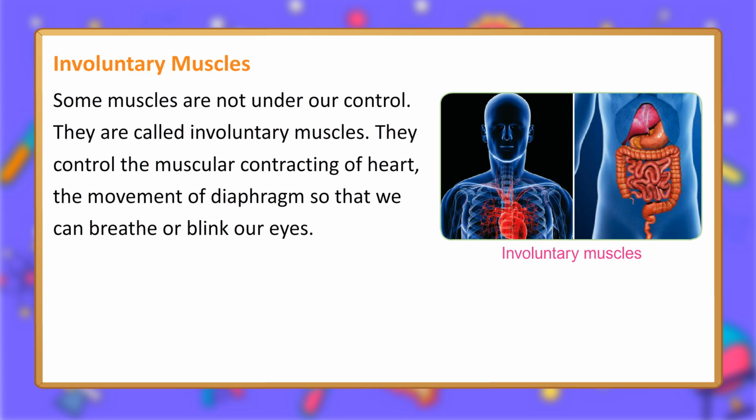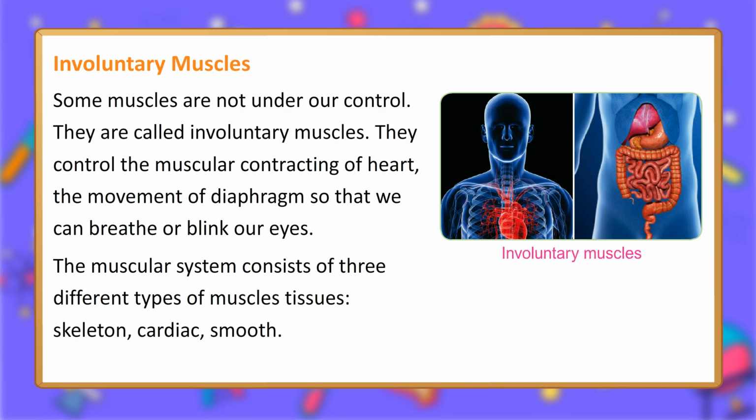Involuntary muscles. Some muscles are not under our control. They are called involuntary muscles. They control the muscular contraction of the heart, the movement of the diaphragm so that we can breathe, or blink our eyes. The muscular system consists of three different types of muscle tissues: skeletal, cardiac, smooth.